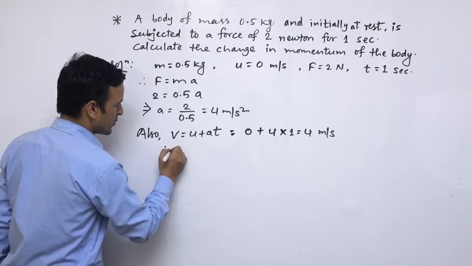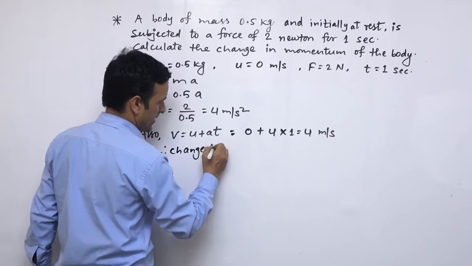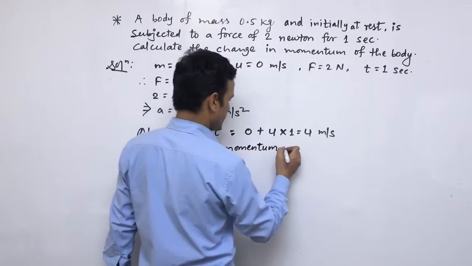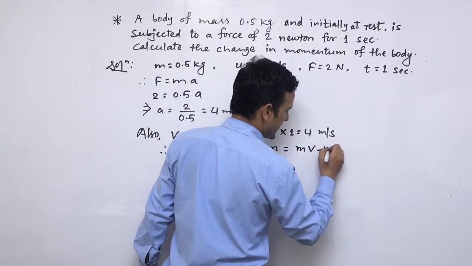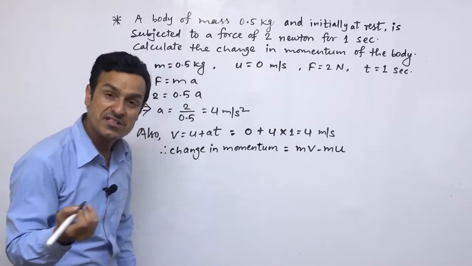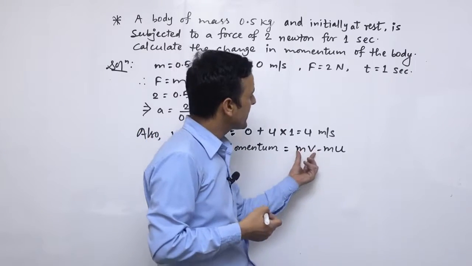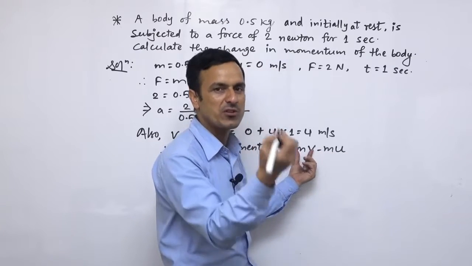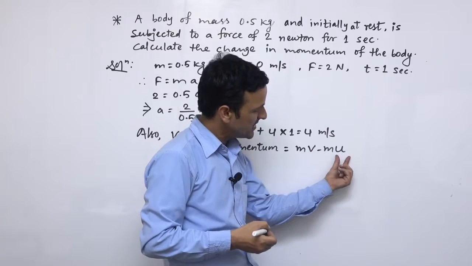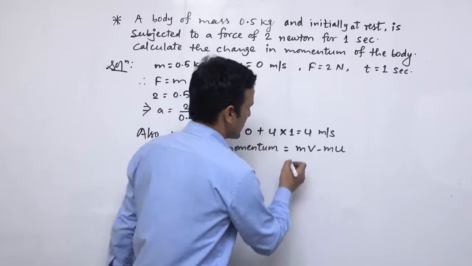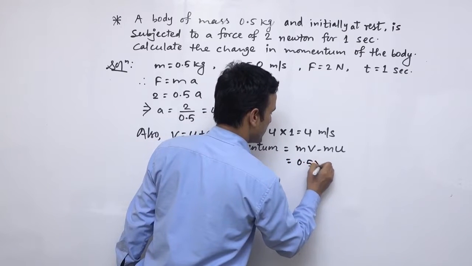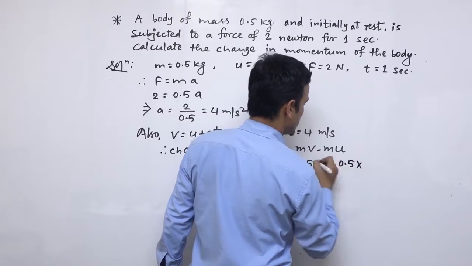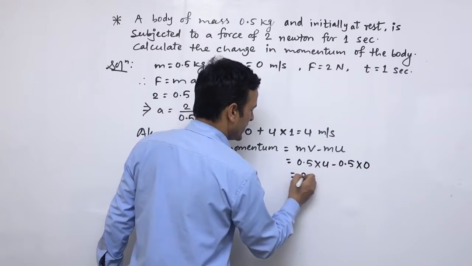And now, therefore, change in momentum is equal to mv minus mu. Change भनेको difference हो. Final momentum बाट initial momentum minus गर्ने. Momentum भनेको mass into velocity हो. Final velocity v हुन्छ, initial velocity u हुन्छ. यसमा भ्यालु राखौं. Mass भनेको 0.5 into capital V भनेको 4, minus mass भनेको 0.5 into initial velocity 0. So it will be 2.